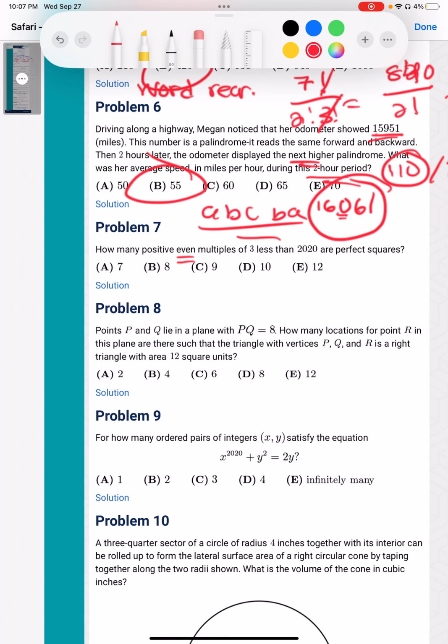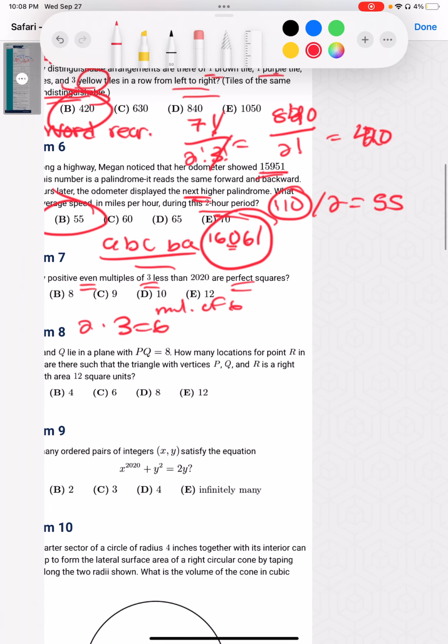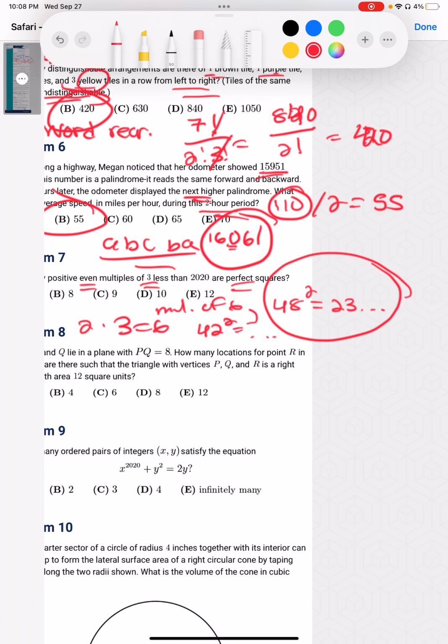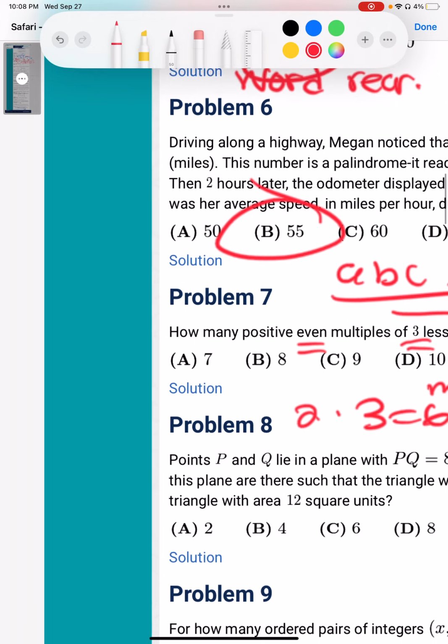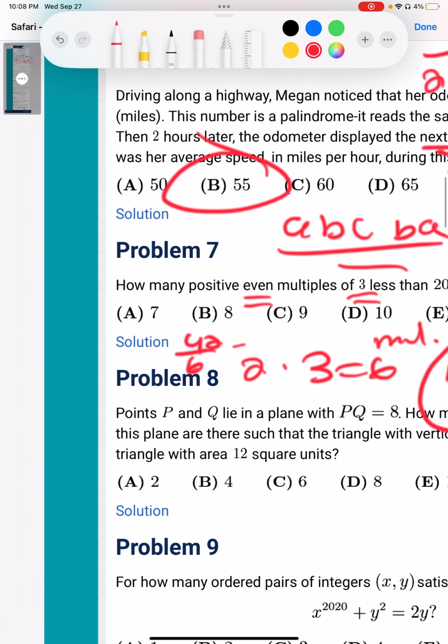How many positive even multiples of 3 less than 2020 are perfect squares? Even means that also multiples of 3, so multiples of 2 times 3, or 6, so multiples of 6 that are perfect squares. So that's important. We know that the highest perfect square multiple of 6 would be 42 squared, as this is going to approximate to some number. But 48 squared is going to be some number, I don't remember the rest. So I think that's how you approach this. And if 42 is the largest, and you do 42 divided by 6, because it's a multiple of 6, you're going to get A.